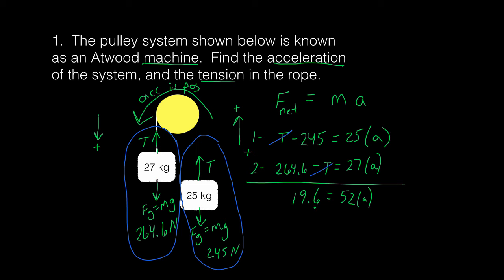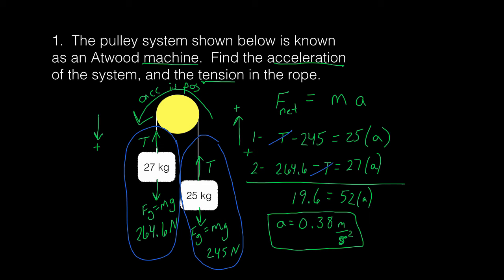So now we have one equation, one unknown. To solve for acceleration, we divide each side of this equation by 52. So 19.6 divided by 52. And we get our acceleration is equal to 0.38, if we round to 2 decimal places. And acceleration is always measured in meters per second squared. Okay, so there's our acceleration of the system, and what that means is this block on the right is going to accelerate upwards at 0.38 meters per second squared, and the block on the left is going to accelerate downwards at 0.38 meters per second squared.